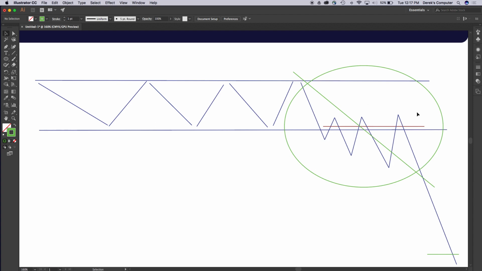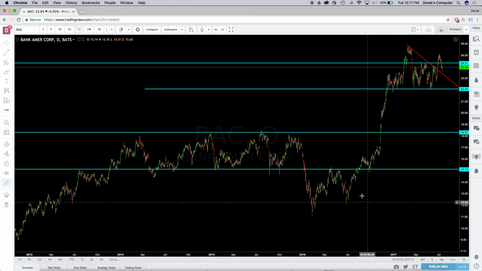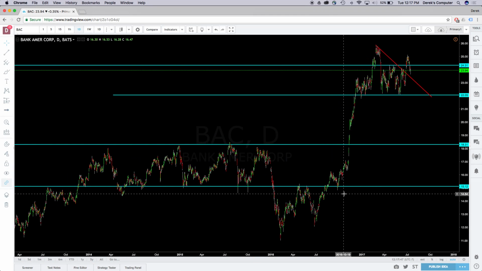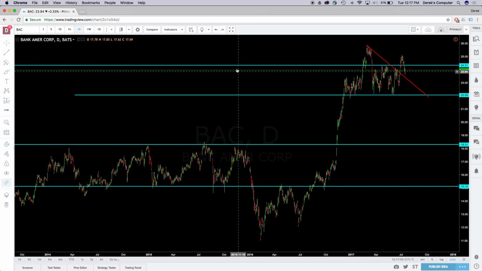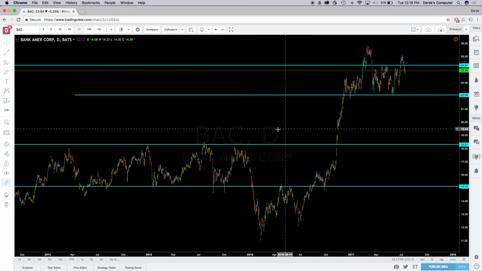Okay, so let's move it on to some real charts. Okay, so we're looking at Bank of America. We have a successful trade in Bank of America that I took, and then an unsuccessful trade in Bank of America that I took. Okay, these lines here, this is consolidation. Okay, let's get rid of this to make the chart a little less annoying.